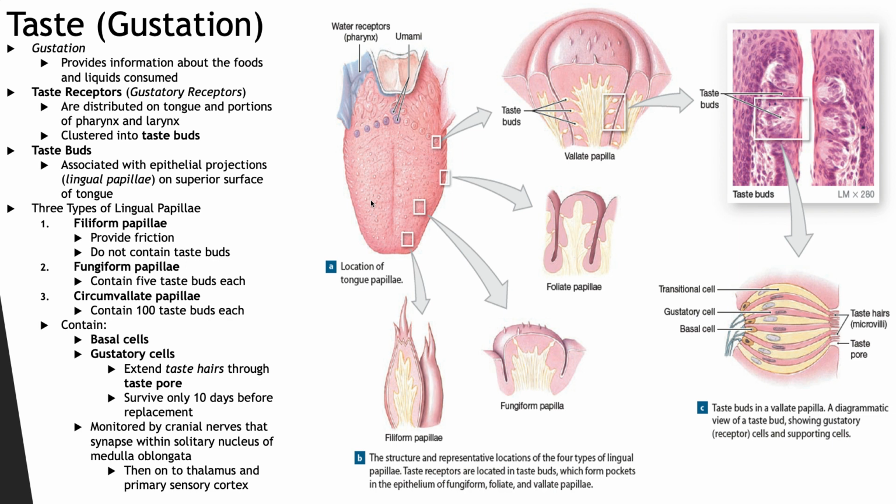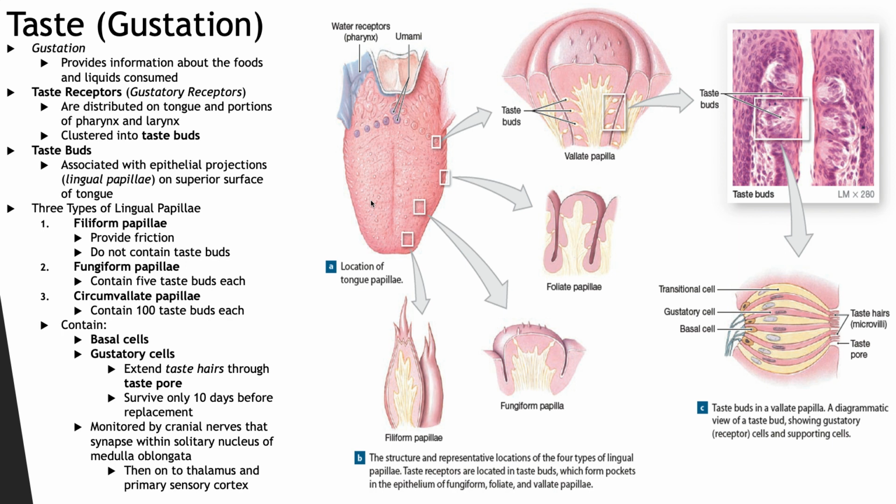Each gustatory receptor cell extends microvilli, sometimes called taste hairs, into the surrounding fluids through the taste pore, which is a narrow opening. Despite this relatively protected position, it's still a hard life. A typical gustatory receptor cell survives for only about 10 days before it's replaced.